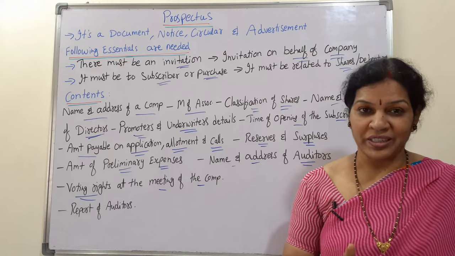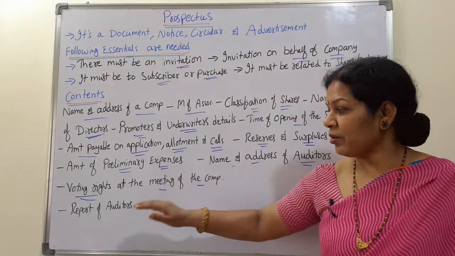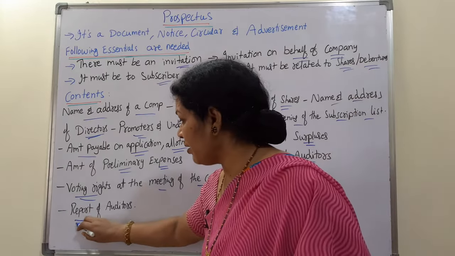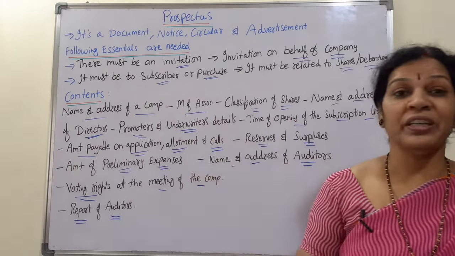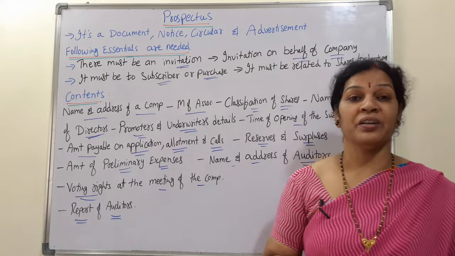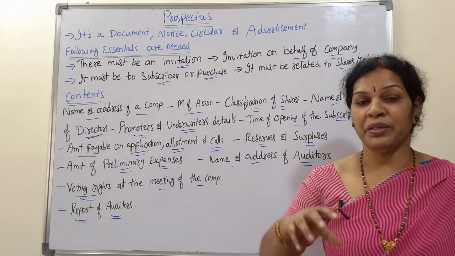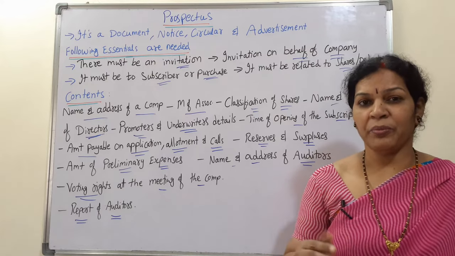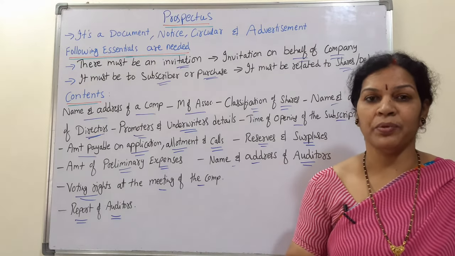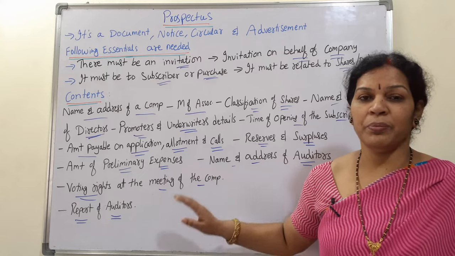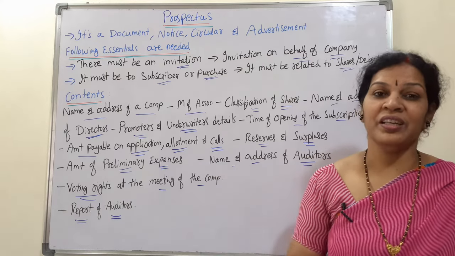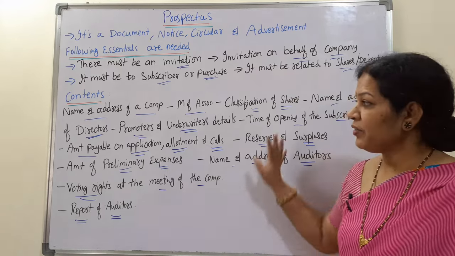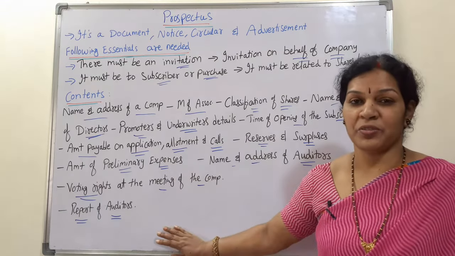So their voting rights are mentioned in this, and also the report of auditors. A very important thing, the report of the auditor. The auditor will be certifying and giving a report on what they have observed in the company, what has been verified by him, and a lot more information is included in this report. At the end of this report he will be signing with a seal so that it is clear and fair. So this kind of total information is there in this prospectus.